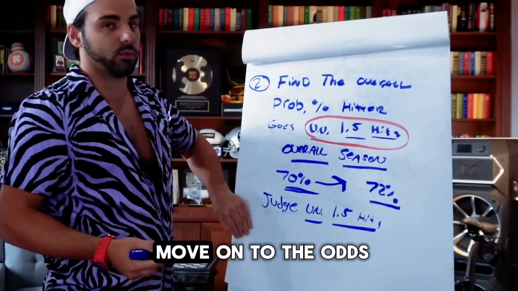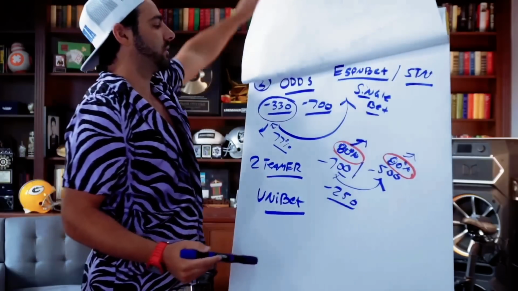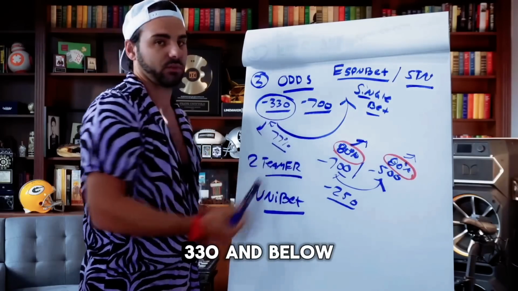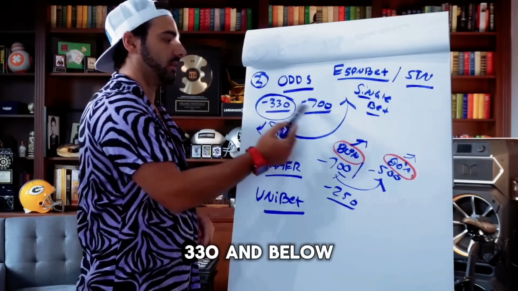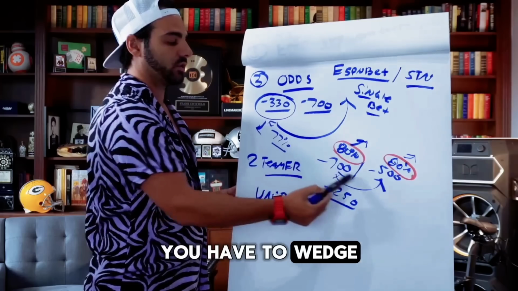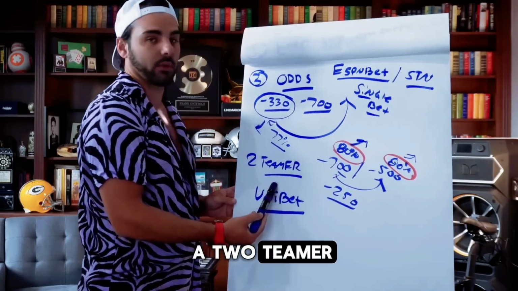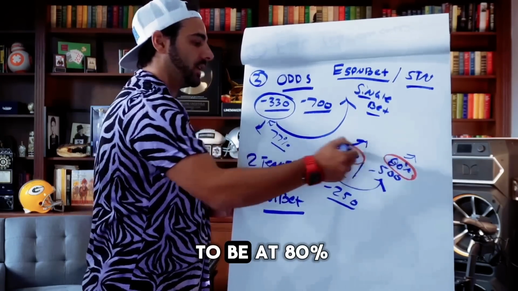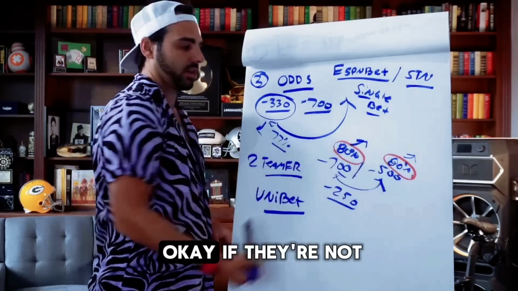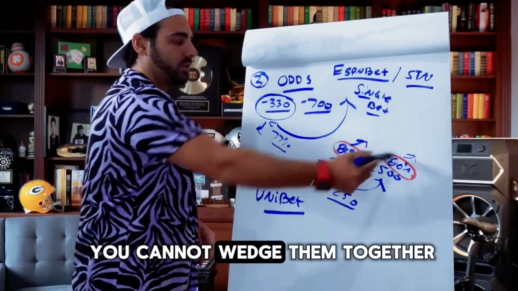And then, when we move on to the odds. The odds, what you're going to find here is you can single bet anything minus 330 and below. But if it's above that, minus 400, minus 500, minus 700, you have to wedge those two together with a 2-teamer. But they both need to be an 80% probability apiece. They have to be, okay? If they're not, you cannot wedge them together.